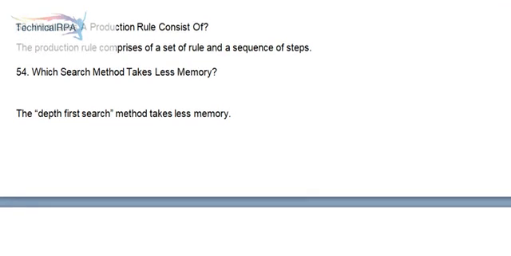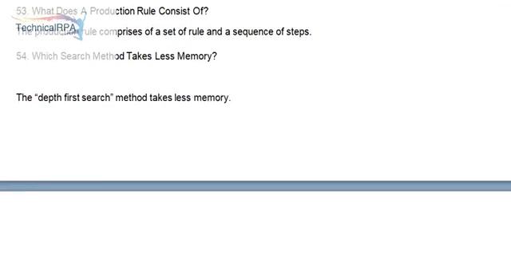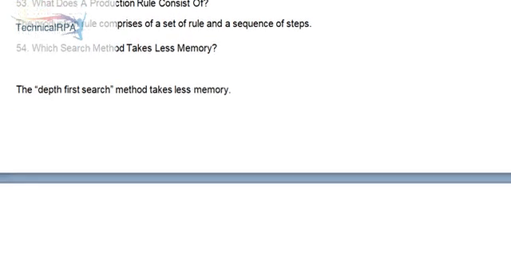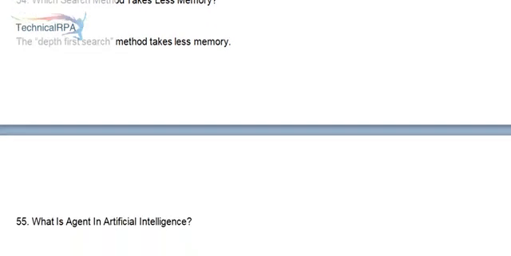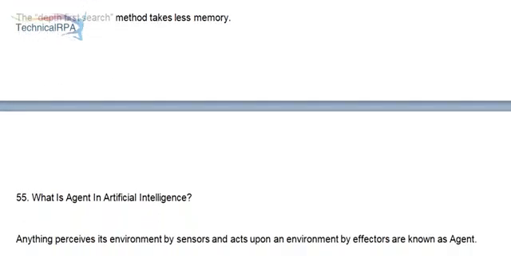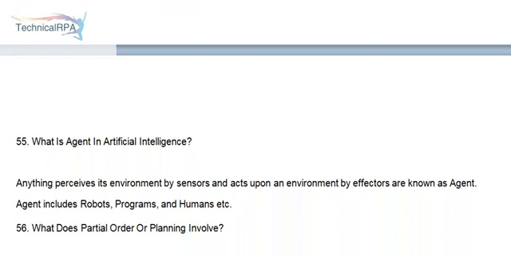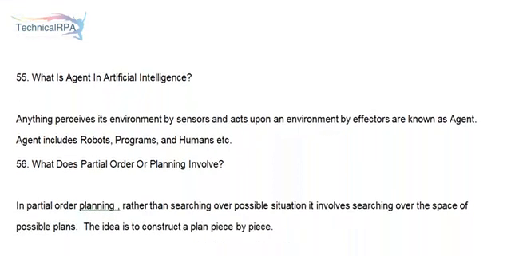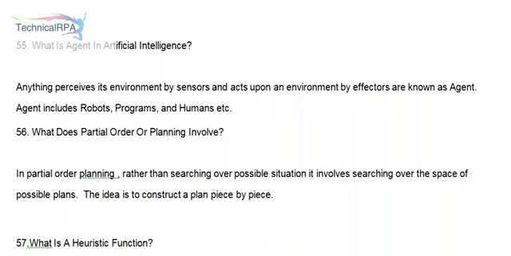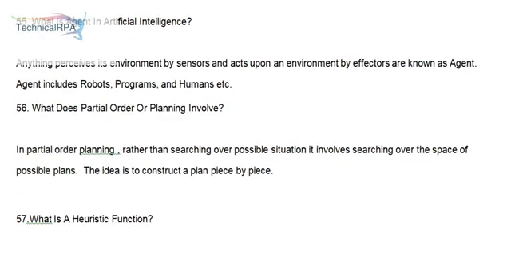54. Which search method takes less memory? The depth-first search method takes less memory. 55. What is an agent in artificial intelligence? Anything that perceives its environment by sensors and acts upon an environment by effectors is known as an agent. Agents include robots, programs, humans, etc.